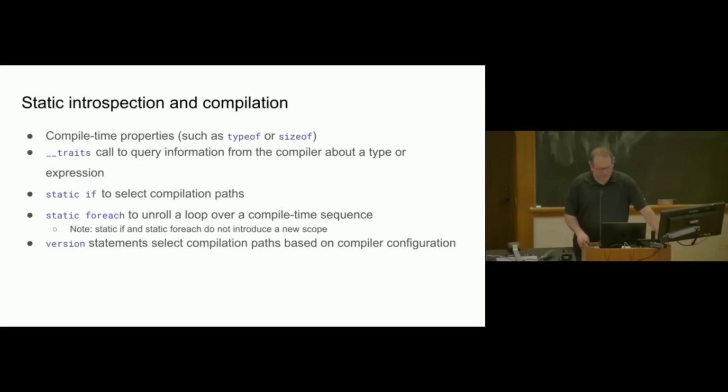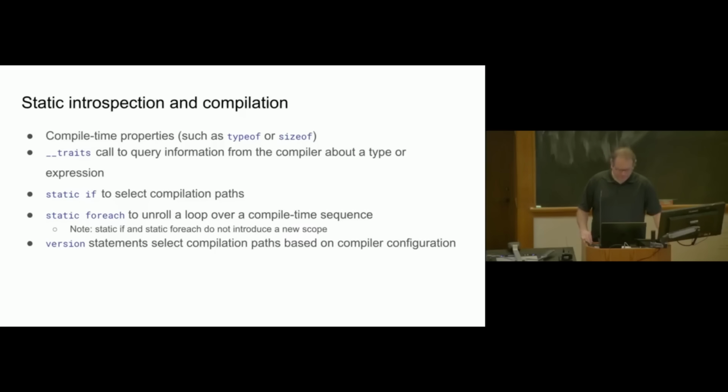Introspection and compilation. So compile time properties such as typeof or sizeof, and traits calls. There are more than 50 traits calls you can use to query information from the compiler. And these things allow you to check things at compile time, and use static if or static foreach to determine how you're going to compile things. So when you're writing generative code, this is the way you're going to do it.